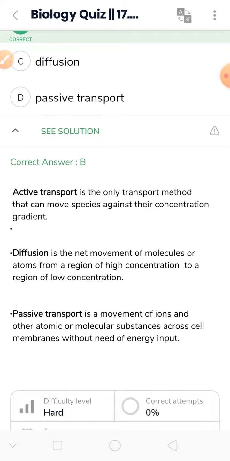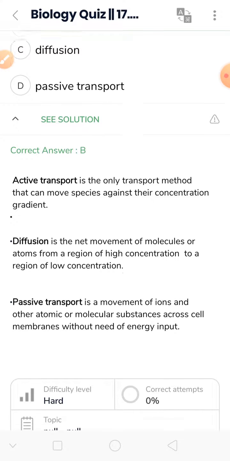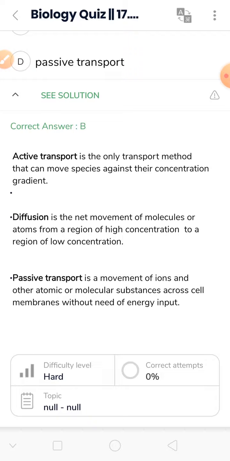Diffusion is the net movement of molecules or atoms from a region of high concentration to a region of low concentration. Passive transport is a movement of ions and other atomic or molecular substances across cell membranes without need of energy input.